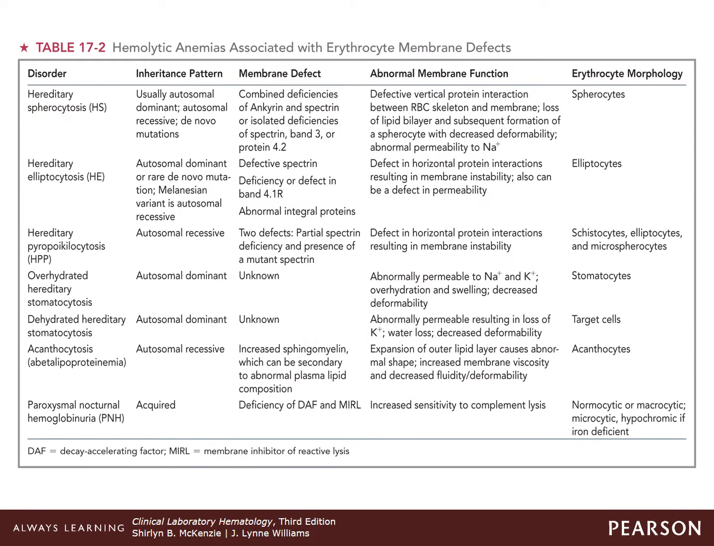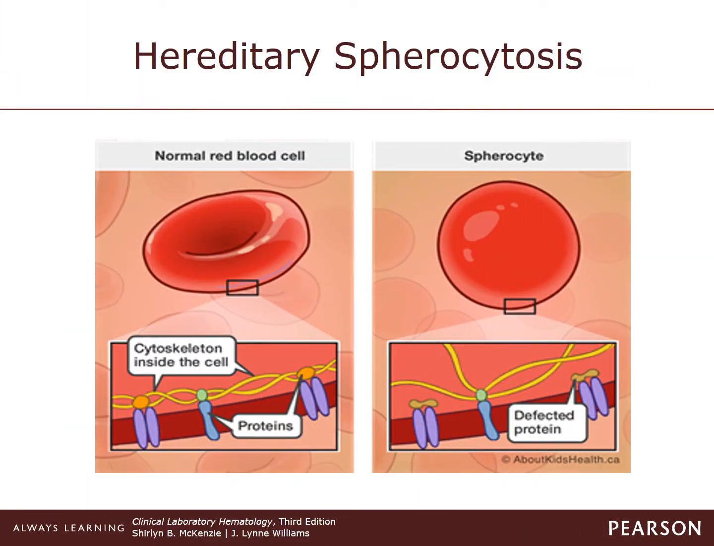Now table 17.2 is a very good study tool to guide you as to the umbrella of conditions of membrane disorders on the left. The inheritance pattern is not something you will be tested on, but the defect and the cause of the deficiency you'll have to know, as well as the type of vertical or horizontal protein interaction, and any erythrocyte abnormal morphology that you would see on the smear. So let's talk about the first disorder here on the list, spherocytosis.